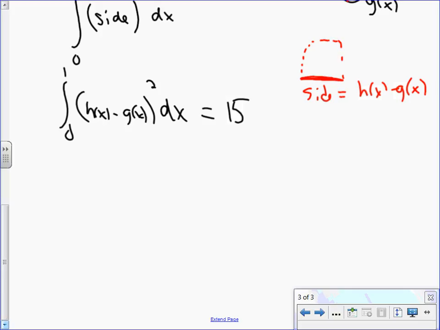One more problem, we're just gonna take a look at it briefly. 2005A, number one. I'm not actually gonna work through all of this. 2005A, number one.